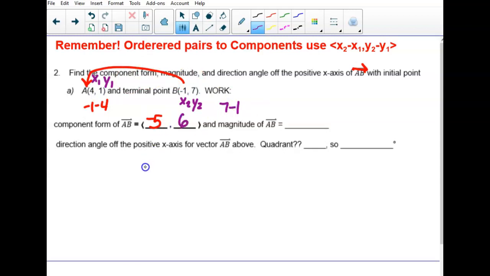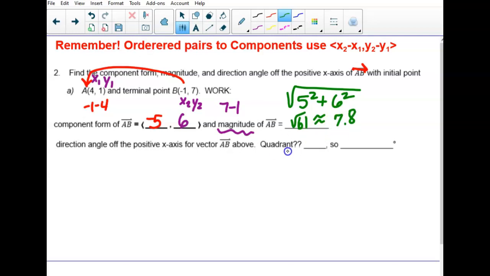How do you find magnitude? Yes, Pythagorean theorem. And again, don't worry about the negatives. 36 and 25. 61, which is almost 8, I'm guessing. 7 point something. 7.8. Either one, yep.